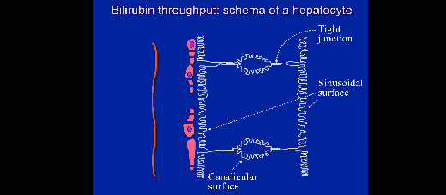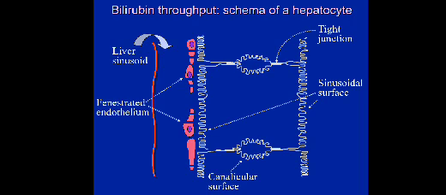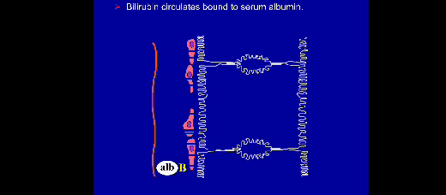Here you see the tight junction. Here you see the liver sinusoids, and here you see the fenestrated endothelium. Then you see the bilirubin circulate bound to serum albumin, which we previously discussed. Then what is the significance of albumin binding to the bilirubin?